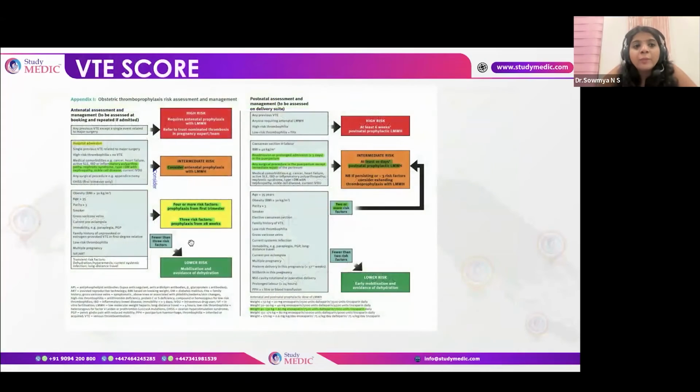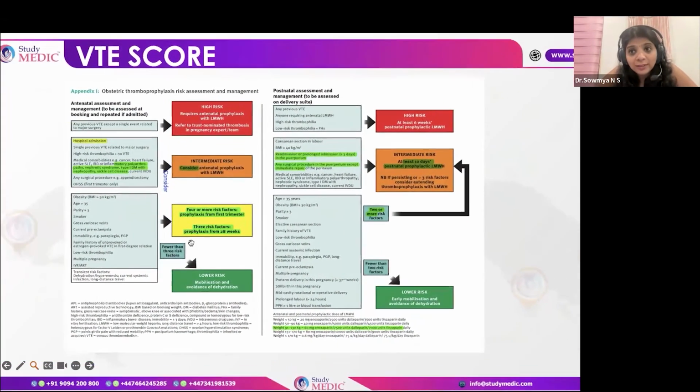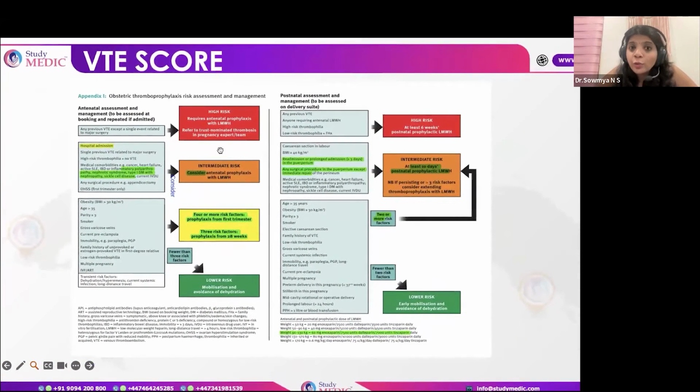A bit about the thromboprophylaxis chart. So you guys need to know what are the high risk, what are the intermediate risk, and what are the minor risk. So if it is high risk, somebody who definitely needs antenatal and postpartum. One thing you must remember, if somebody has received antenatal throughout, then postpartum 6 weeks, automatically they have to receive. And intermediate risk, it depends on the scoring.